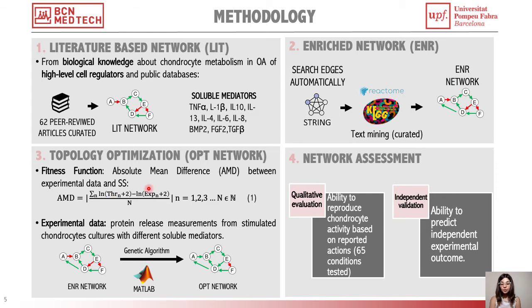The fitness function computes an error between experimental data, which come from cultured chondrocytes, and our theoretical data, which come from steady states with different imposed initial conditions. Finally, the model is assessed, first quantitatively and then qualitatively. The model is evaluated by its ability to reproduce chondrocyte activity based on reported actions in the qualitative evaluation, and then we test the model against totally independent experimental data.